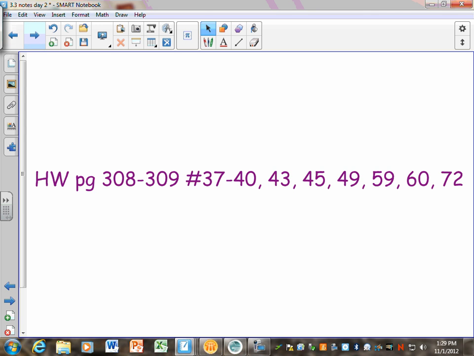This is 3.3 day 2. Problems 37 through 40 are matching. They give you 4 graphs and 4 equations. Use the transformations to help you match those up, okay? But you have 3 graphs that you should be graphing.